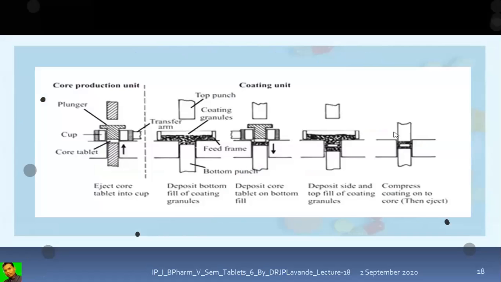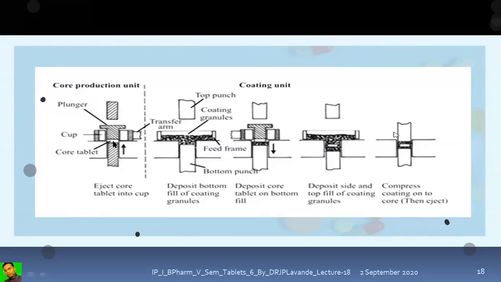Now you can see here in this particular image, this is the particular coating unit, and this is the assembly which is responsible to produce the core unit or the core tablet. Eject core tablet into a cup, right? So it is the same as our tableting process, where the core tablet is produced by compressing between the upper and lower punch inside the dies.